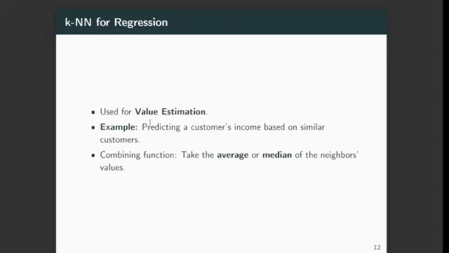So we can apply KNN to regression for value estimation. For example, if you want to predict a customer's income, you can look at the income of similar customers. And to get the final answer, you take the average or the median of the neighbors' values.